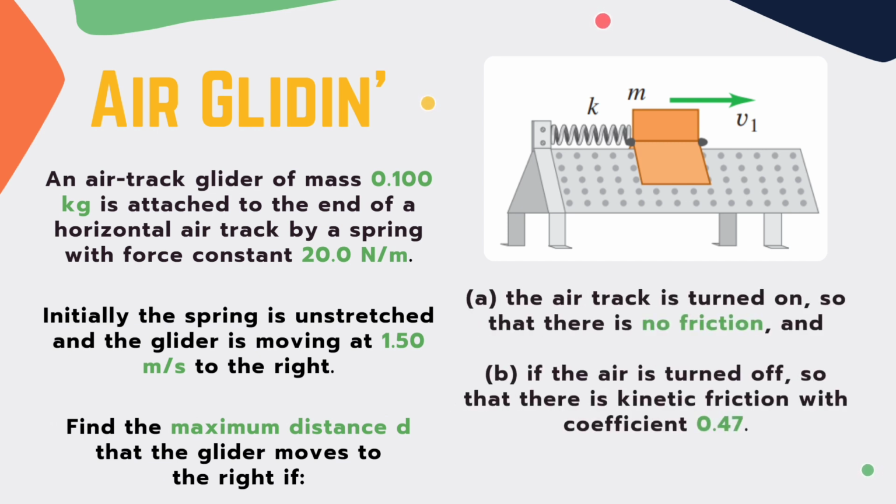A. The air track is turned on so that there is no friction, and B. If the air is turned off so that there is kinetic friction with coefficient 0.47. I encourage you to pause and try this for yourself, and I'll wait about 5 seconds before giving the answer.